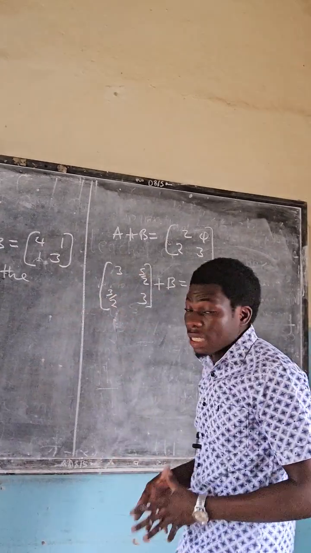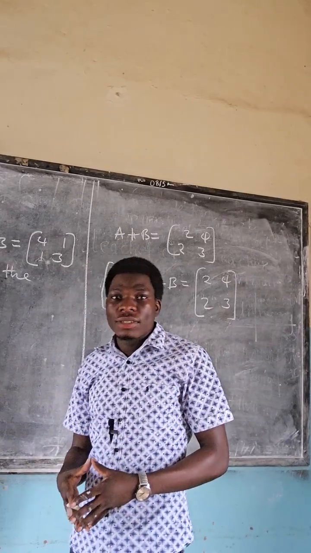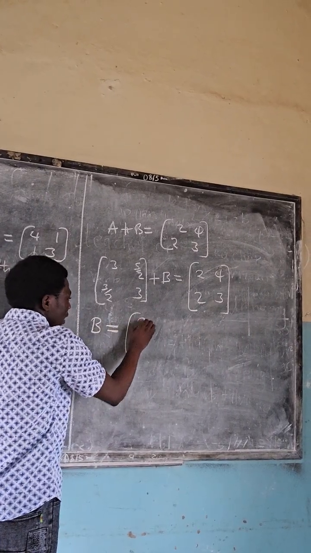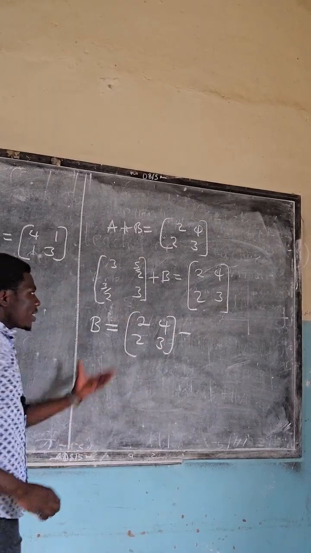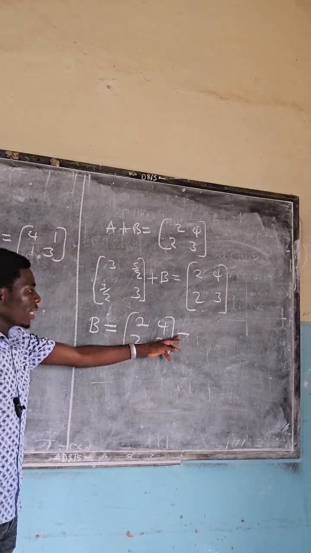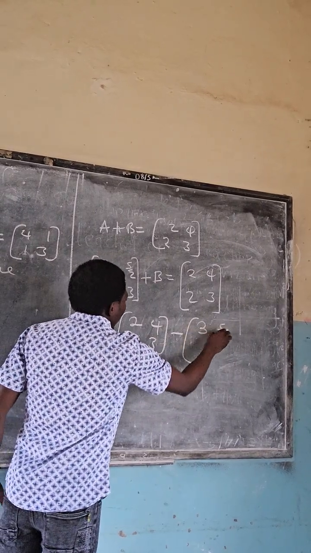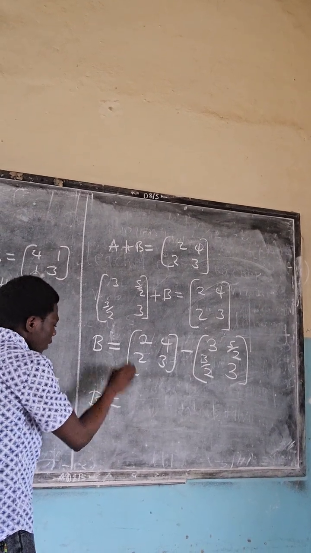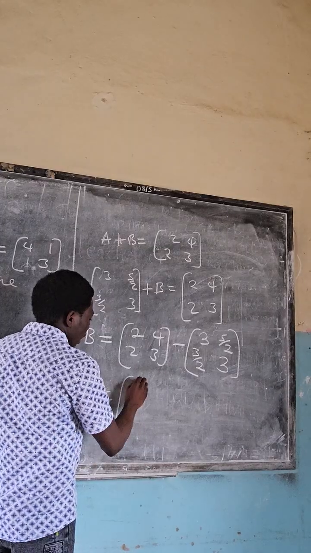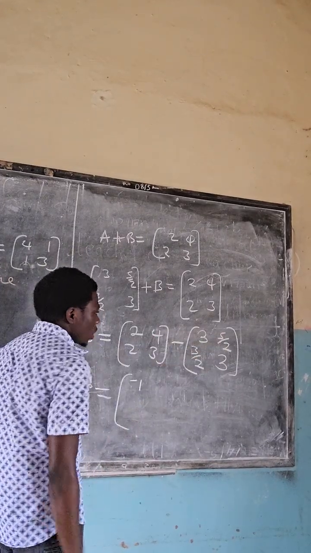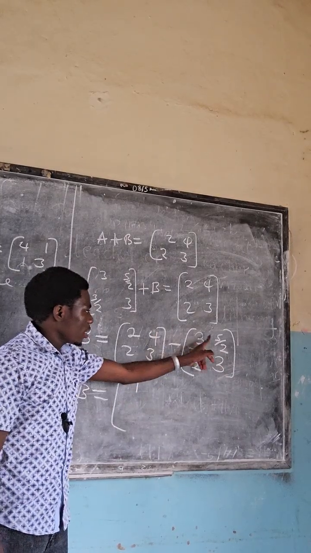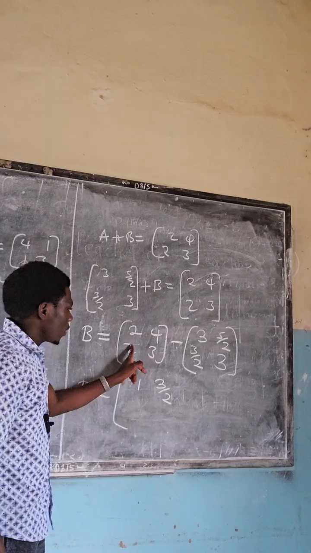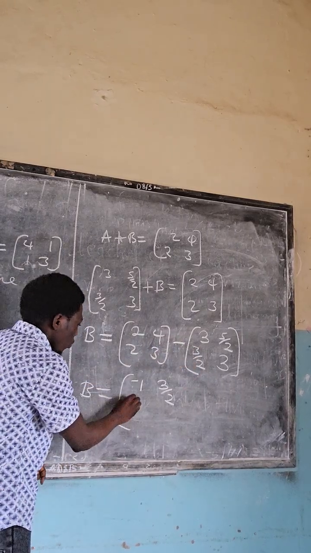So that is what we are simply doing. Just make B the subject of the formula, and you will be able to get matrix B. So B is equal to 2, 4, 2, 3, minus, when this matrix crosses the equal sign, it carries a negative, the 3, 5 over 2, 3 over 2, and 3. Then B is equal to 2 minus 3, which is negative 1, 4 minus 5 over 2, that is 8 minus 5, which is 3 over 2. Here we say 3 minus 3 over 2, that is 6 minus 3, which is going to be 3 over 2.